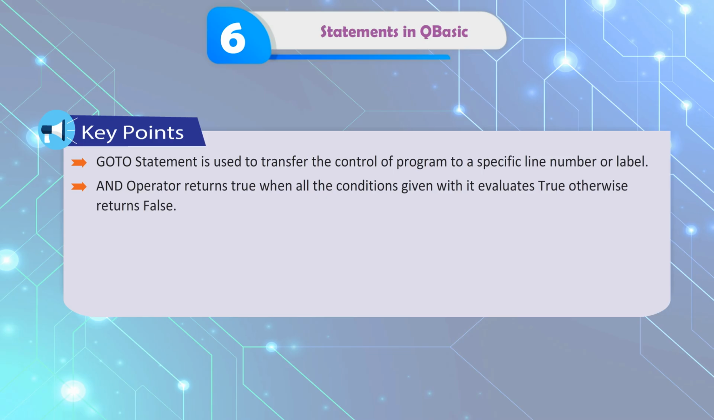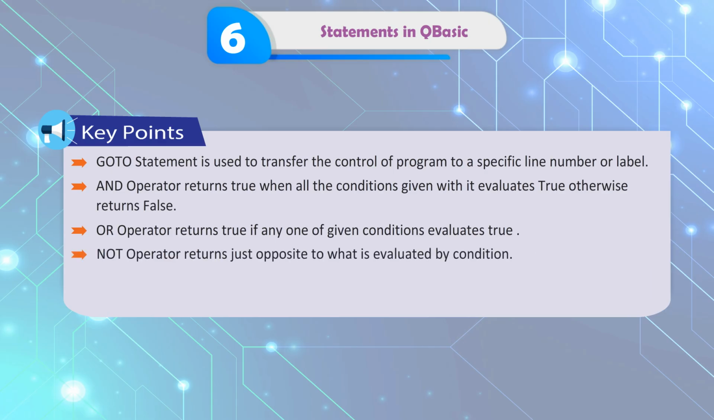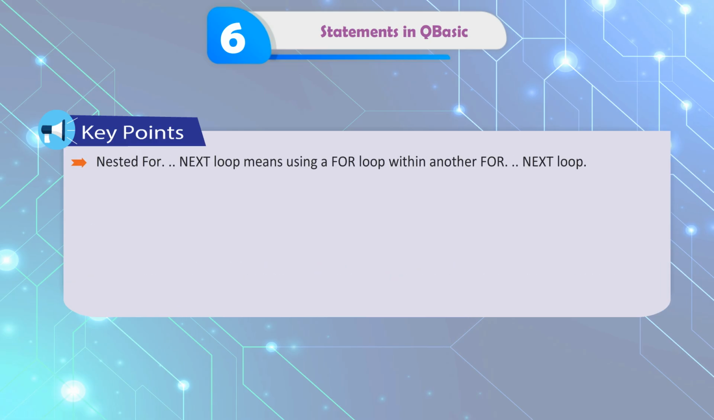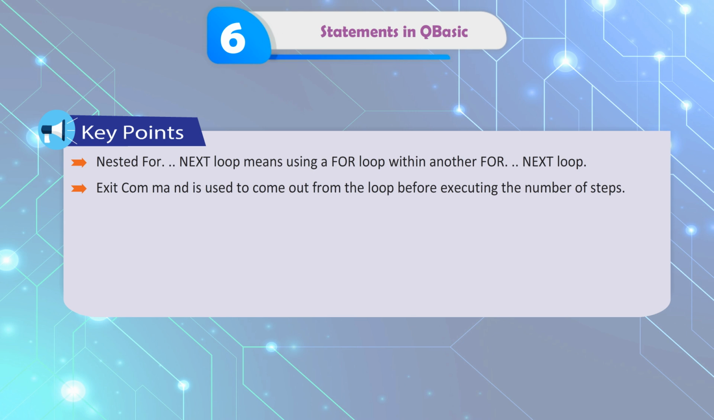AND operator returns true when all the conditions given with it evaluate true, otherwise it returns false. OR operator returns true if any one of the given conditions evaluates true. NOT operator returns just the opposite of what is evaluated by the condition. FOR NEXT loop is used when we need to execute the loop a specific number of times. A counter variable is used here. Nested FOR NEXT means using a FOR loop within another FOR NEXT loop. EXIT command is used to come out from the loop before executing the full number of steps.